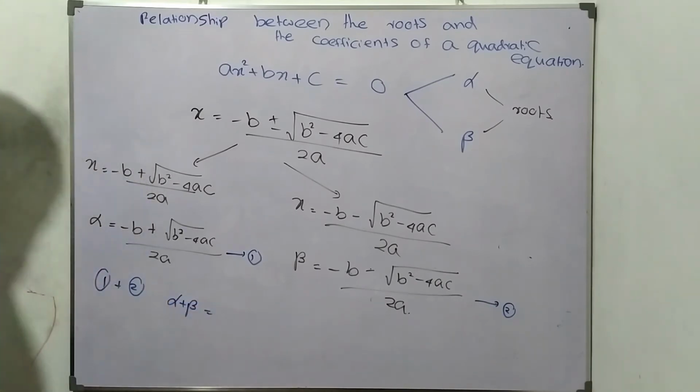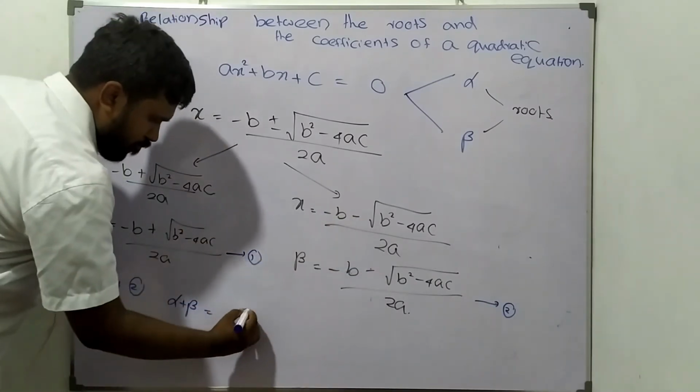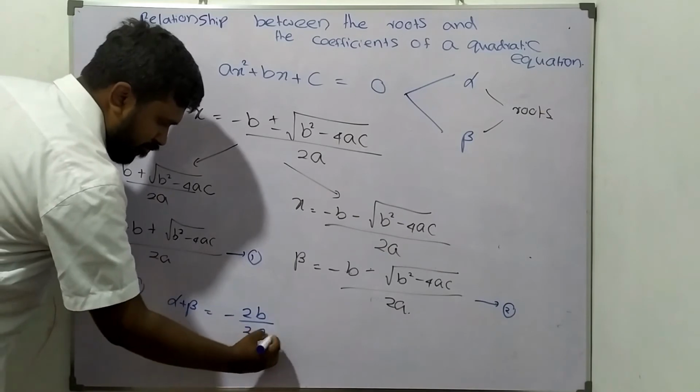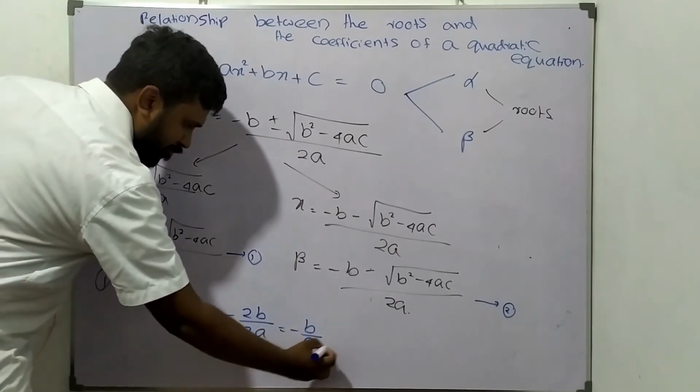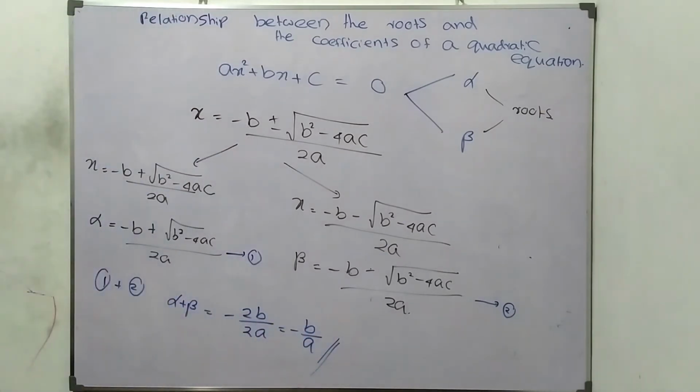Alpha plus beta on the left hand side. On the right hand side, we will have minus 2b over 2a. It's minus b over a. This is the first relation, right? The addition of the roots is equal to minus b over a. Minus b means the x coefficient, a means the x squared coefficient.